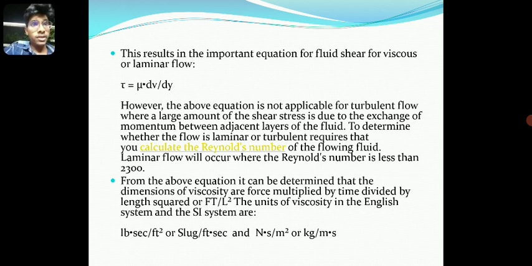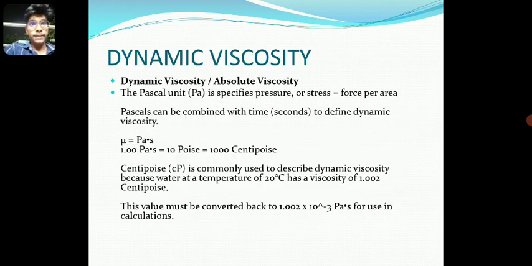From the above equation, it can be determined that the dimensions of viscosity are force multiplied by time divided by length squared, or F T / L^2. The units of viscosity in English systems and the SI systems are lb-second per square foot or slug per foot-second, and Newton-second per square meter or kg per meter-second.